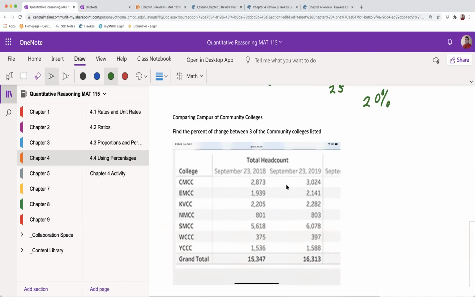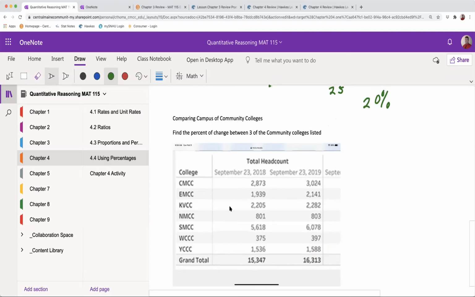But here was the total head counts between the community colleges in Maine. So on September 23rd, 2018, this is how many students were enrolled at these colleges. September 23rd of 2019, so a year later, this is how many students were enrolled in the college. And so what I would like you to do for a minute or two is pick one. Pick a college that you want to compare.